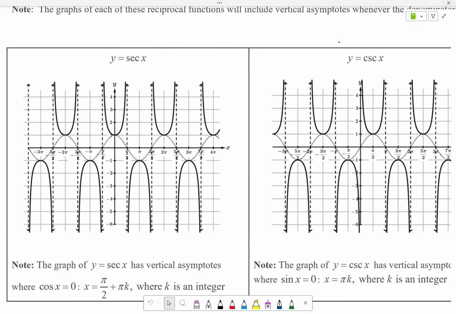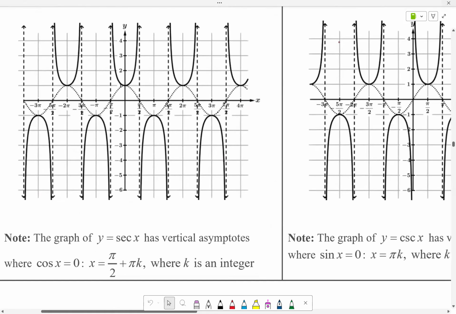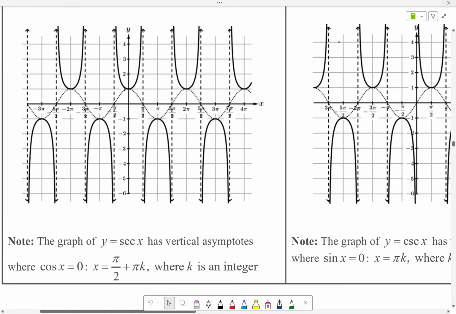So domain. And it's kind of listed here already, isn't it? It talks about vertical asymptotes, but does it make sense? Pi over 2 plus pi k? Wait, why is it pi k? Isn't the period 2 pi?